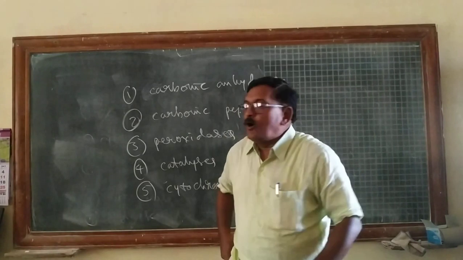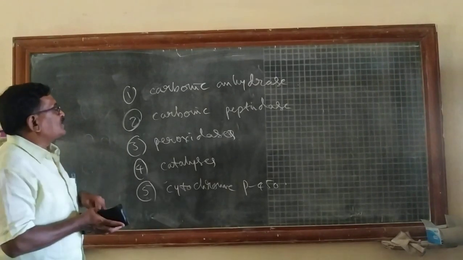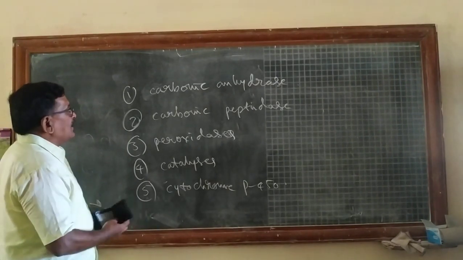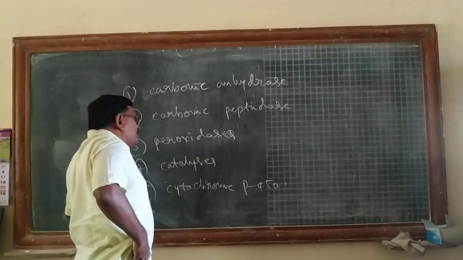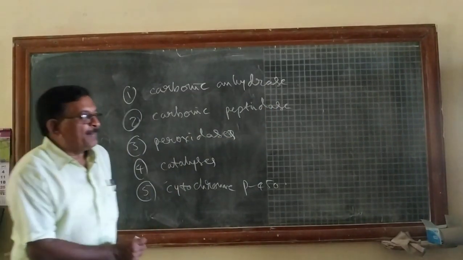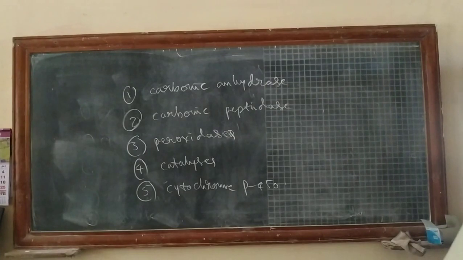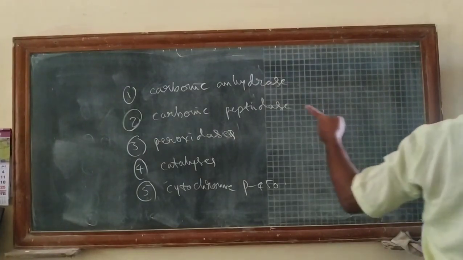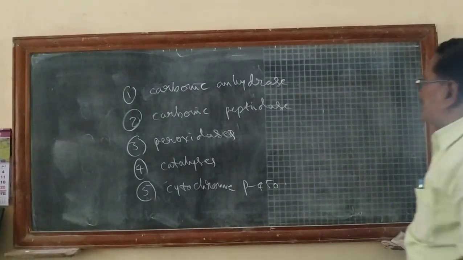These metallo enzymes are classified as follows. The first one is carbonic anhydrase, the second is carboxypeptidase, the third is peroxidases, the fourth is catalases, and the last one is cytochrome P450.